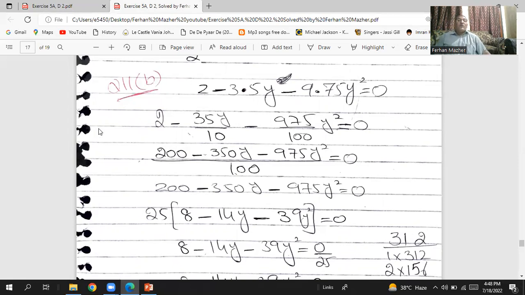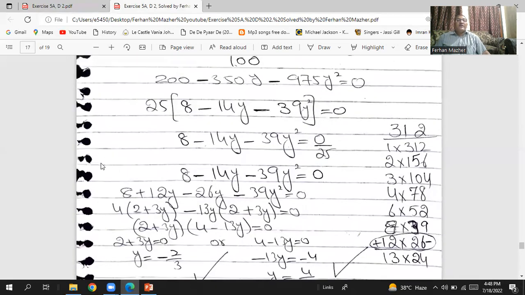Take the 25 common in all these three terms. You are left with, in the bracket, 8 minus 14y minus 39y square, bracket close, equal to 0. That 25 will go to the other side and divide the 0. 0 divided by 25, sorry, it will become 0. So 8 minus 14y minus 39y square is equals to 0.